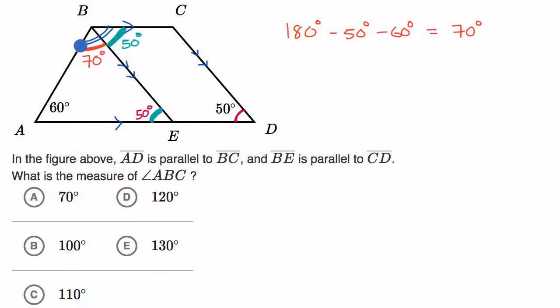And so angle ABC, which is this thing that I've done in these two blue lines, is just going to be the sum of these two. 70 degrees plus 50 degrees is going to be equal to 120 degrees. And we're done.